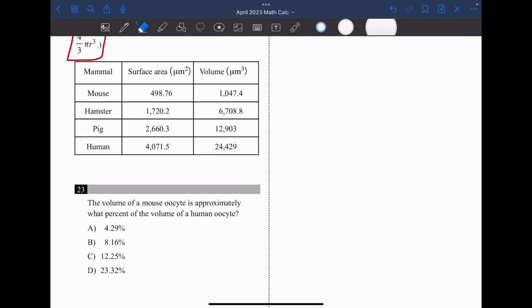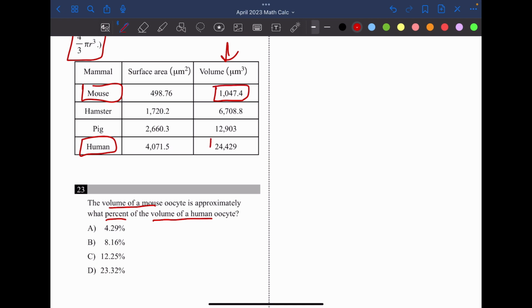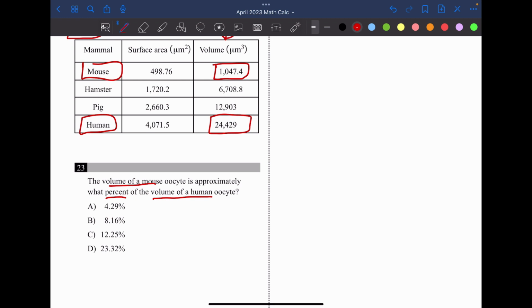Okay, so let me read that again. We want to get the volume of the moose as a percent of the volume of a human. So moose is over here, humans over here, and we're looking at the volume. So you have to look at this column. We're going to look at these two values, 1,047 and 24,000. And as a percent, if you want to find the percent of moose over human, you would put them over each other.